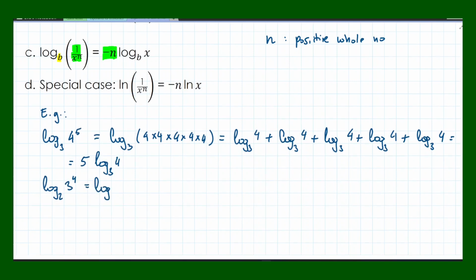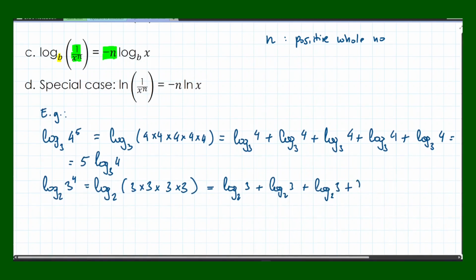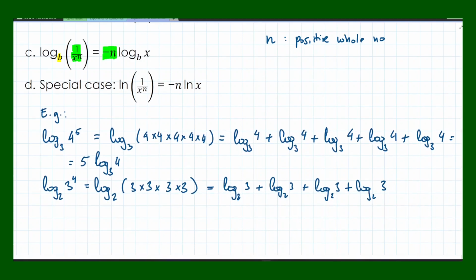So, applying the definition of the exponent, we can replace 3 to the 4 by 3 times 3 times 3 times 3. So I'm multiplying 3 by itself 4 times. But then again, repeatedly applying the multiplication rule behind the log, we can replace this by log base 2 of 3 plus log base 2 of 3 plus log base 2 of 3, and one last time log base 2 of 3. Let's just make sure: 1, 2, 3, 4. Yes, it's 3 to the 4.